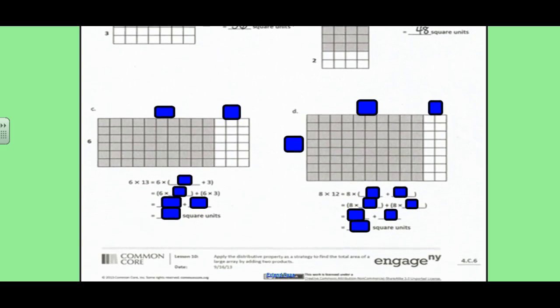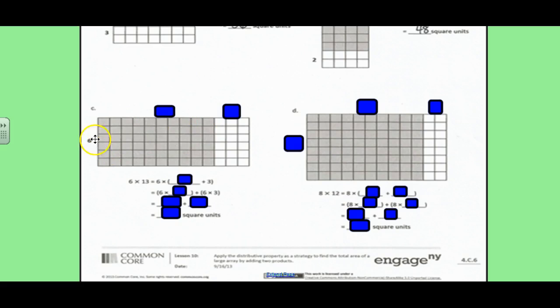When you look at C and D, there's one side length for C, and there are 2 side lengths that are missing. And then for D, all of the side lengths are missing. So I'm going to let you go ahead and work on C and D yourself. It's simple. All you have to do is count the side lengths and fill in the blanks. And whenever you're ready to check your answers, you may push play.